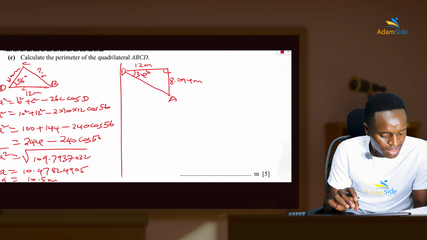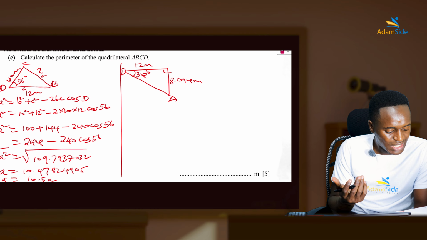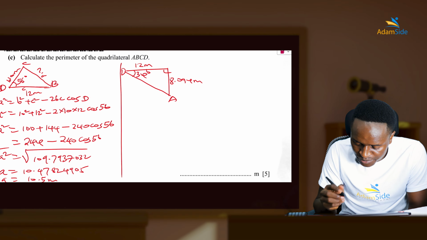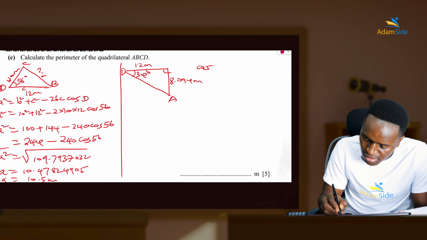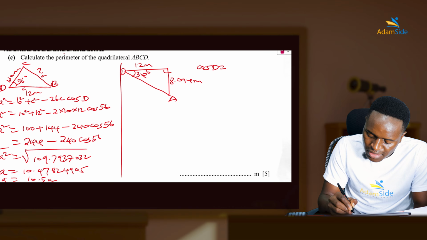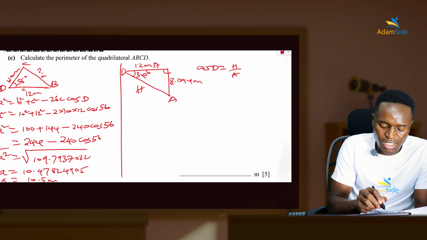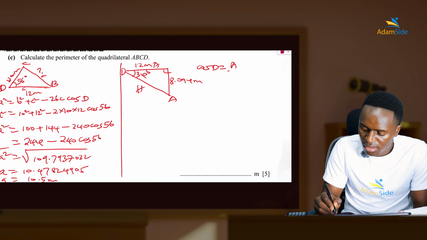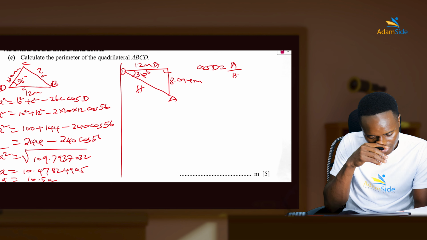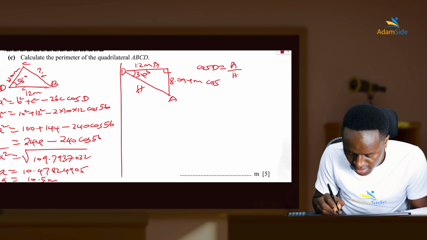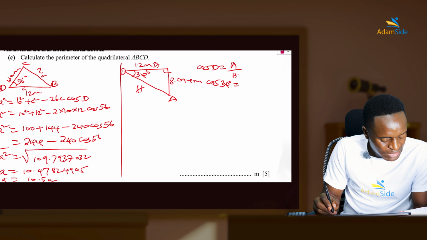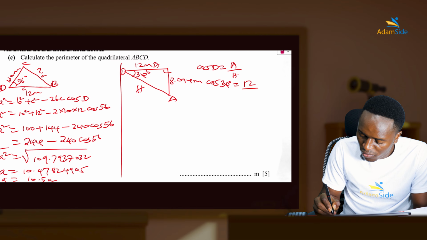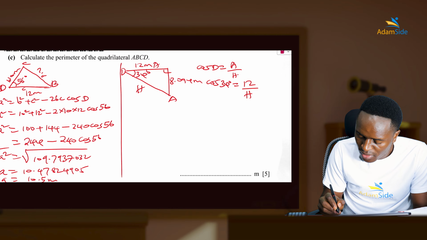Now simply we have the angle. We can use cosine. So to get AD, we say cos D is equal to, remember this is adjacent, this is hypotenuse. Cos of an angle is adjacent divided by hypotenuse. Correct. Now we say cos 34 degrees is equal to DB, which is 12, over hypotenuse. Therefore, you just say the hypotenuse, which is AD, is equal to 12 divided by cos 34.